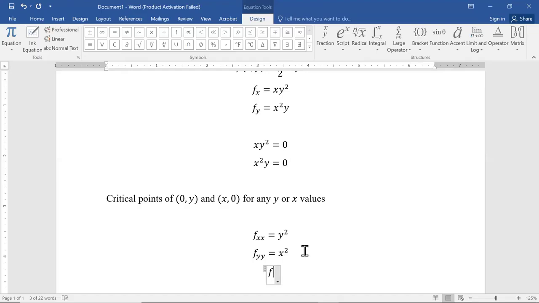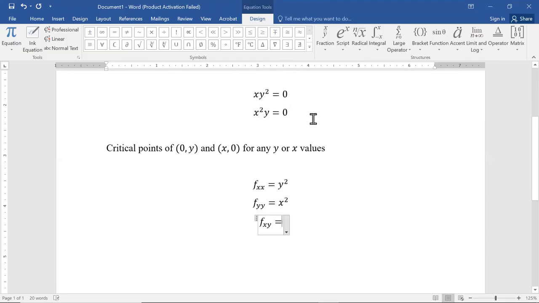And then my mixed partials, f sub xy or f sub yx, I'd take the derivative of this with respect to y or the derivative of this with respect to x. I'll get the same thing. I'll get 2 times x times y. All right.